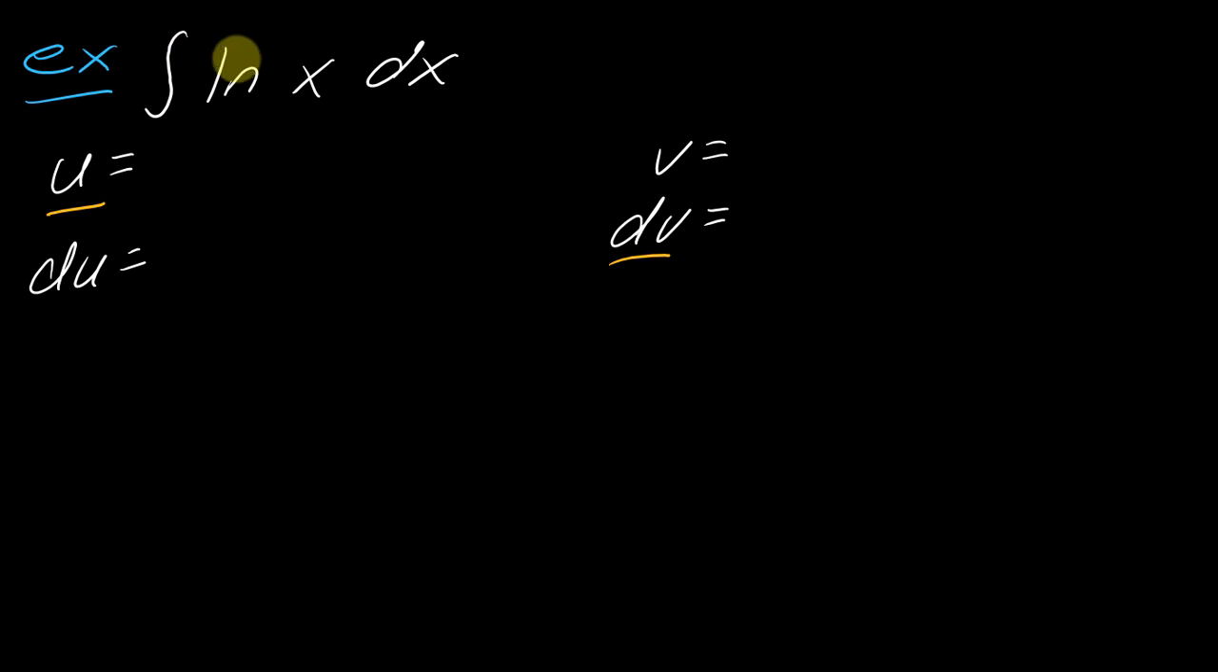And so this natural log is obviously not going to be my dv because I don't know how to integrate it. So I'm just kind of forced into my natural log has to be my u, and then my dv has to be my dx. So in this case, it's just a matter of what I can actually integrate or not integrate. So I'm left with this.